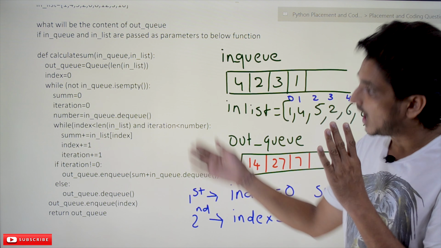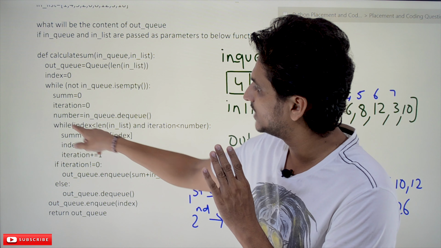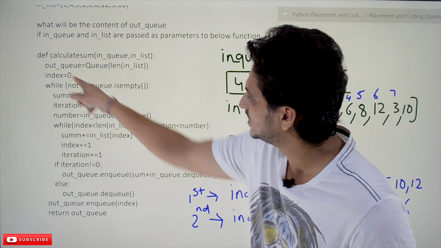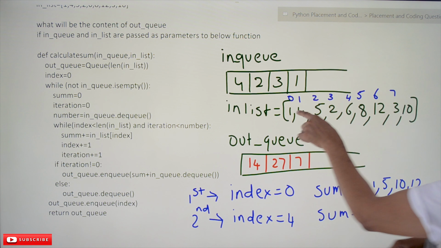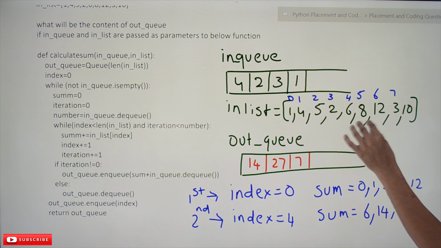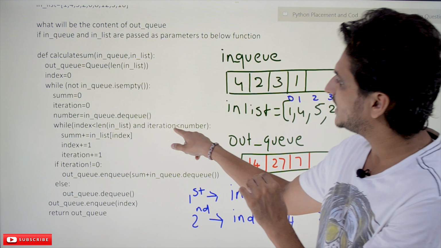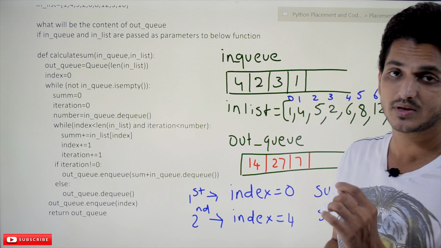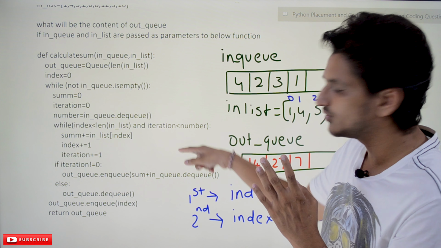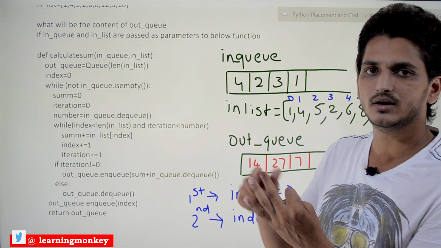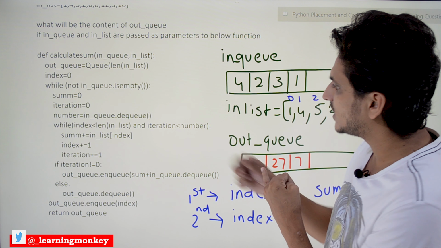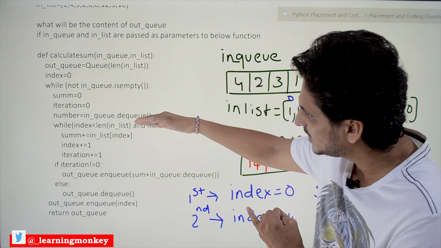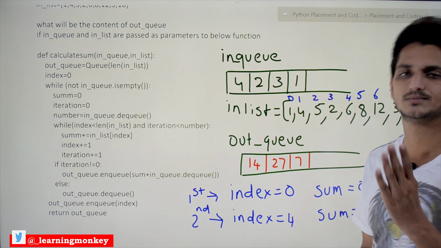That is the value. Again we are having a loop, while index less than len of in list. Index starts from 0, less than len of in list. Length of the list is 9. Index less than 9 and iteration less than number. Iteration is equal to 0. 0 less than number. What's the number value? 4. So it is going to execute iteration 0, 1, 2, 3. 4 is not considered because iteration less than 4. So this inside loop will execute for 4 times.